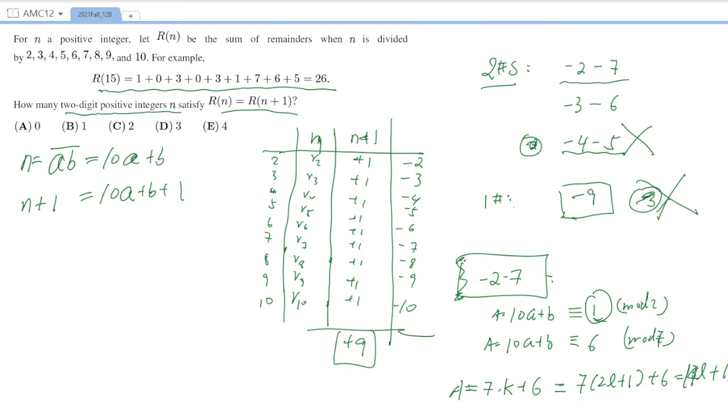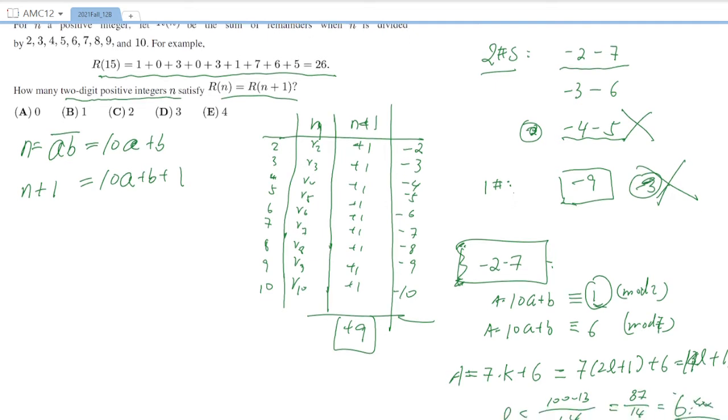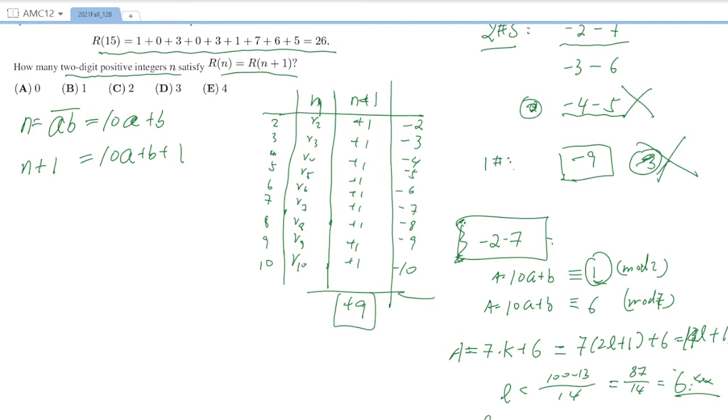So l must be less than (100 minus 13) over 14. That's 87 over 14, which is 6 point something. So that means l can be from 0 to 6.